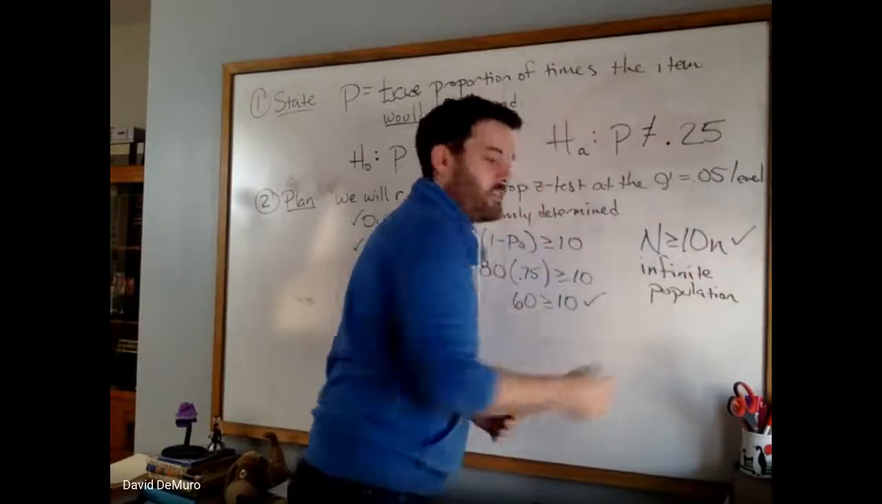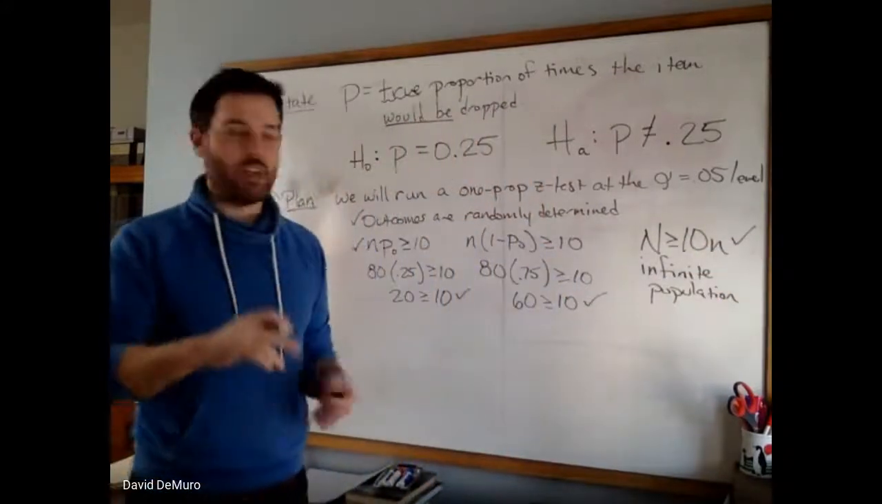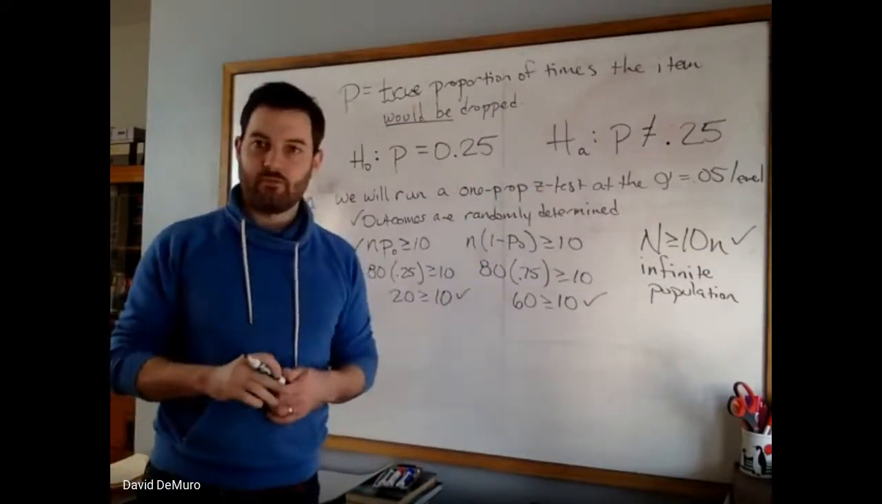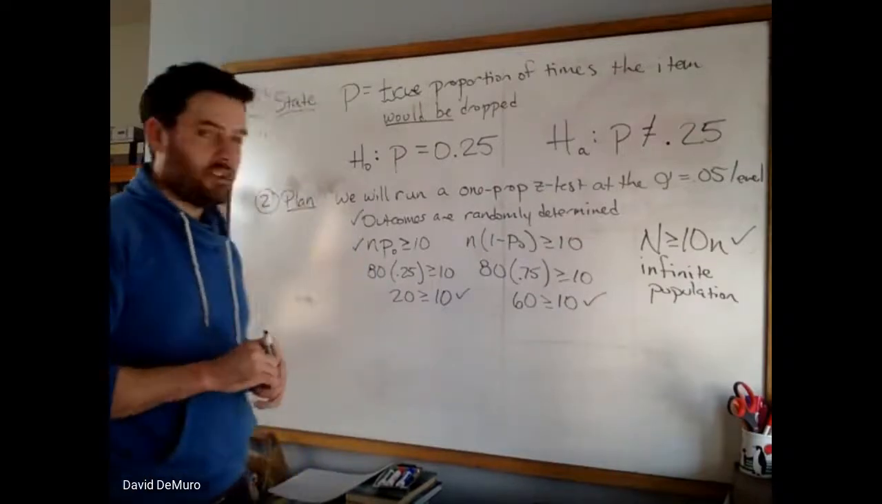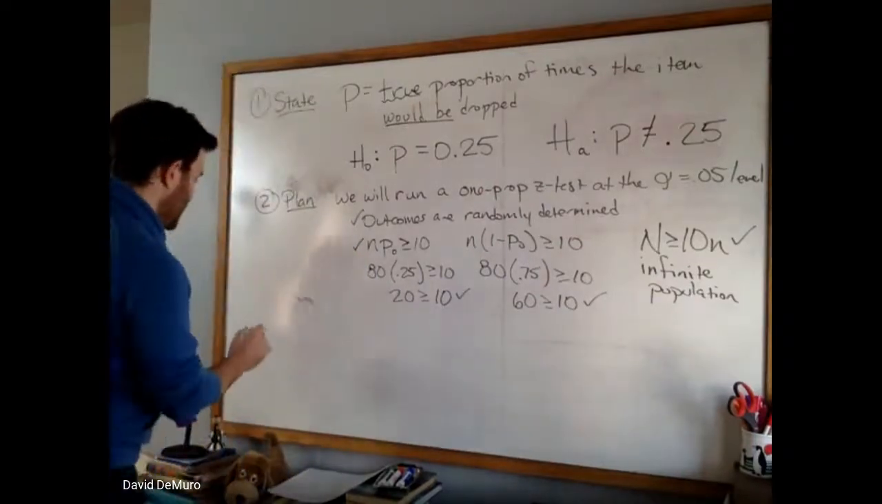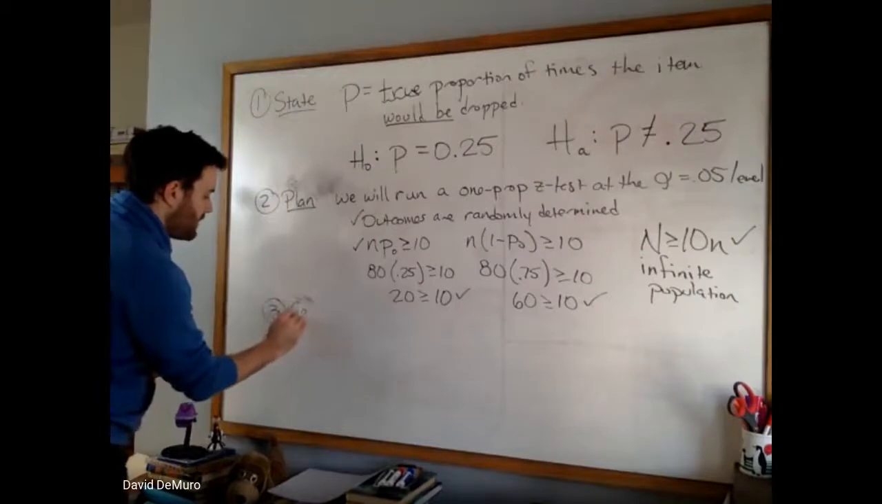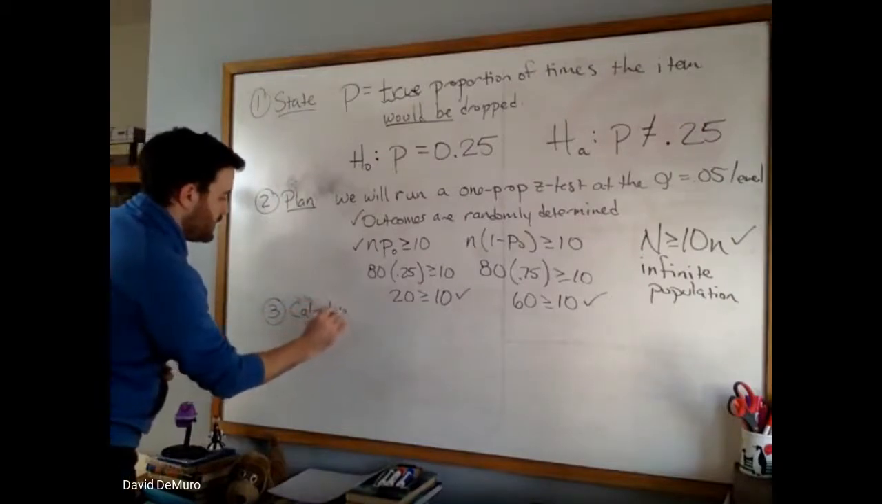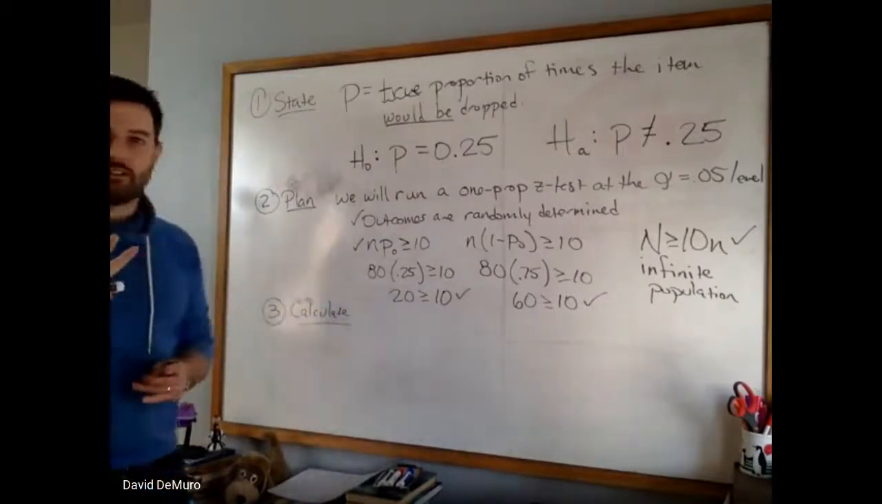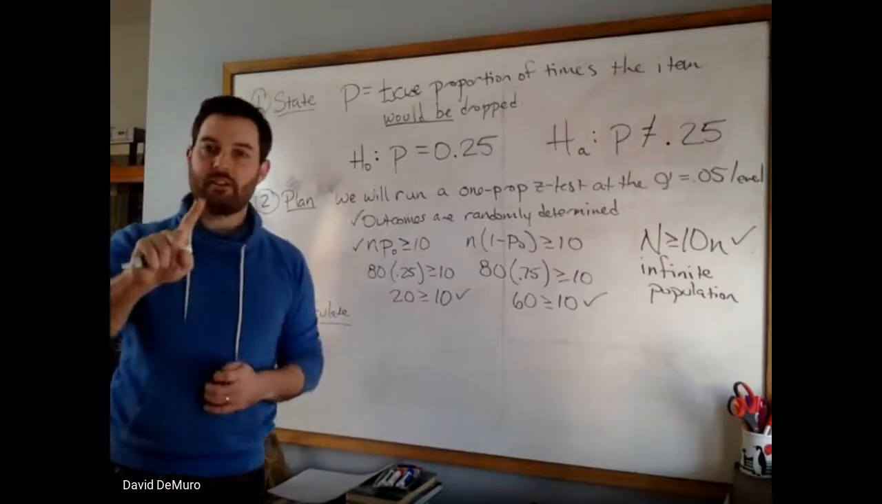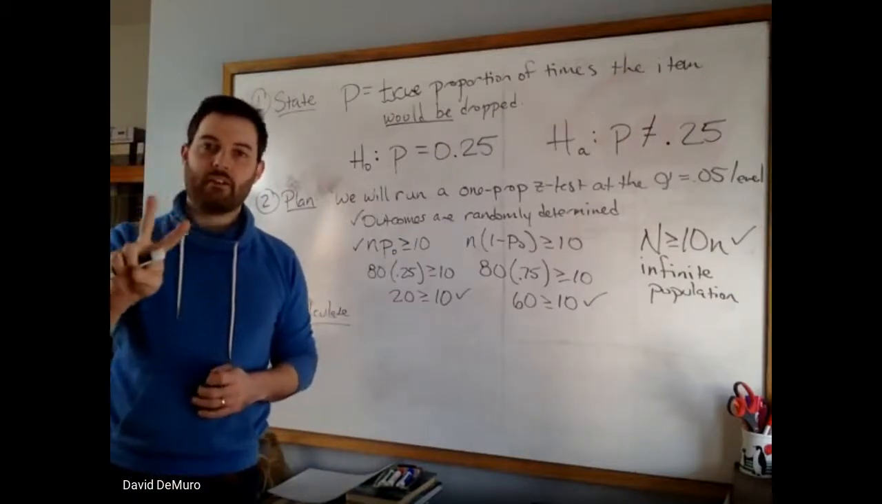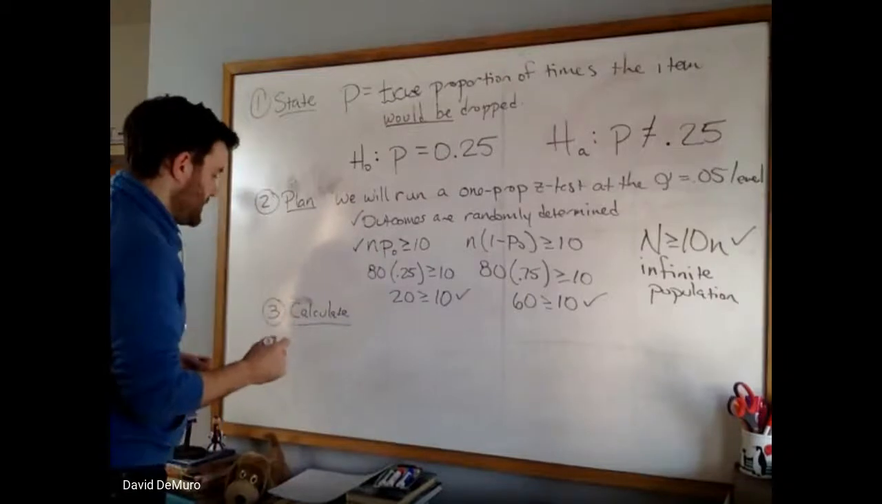But there wouldn't be anything wrong about throwing that in there, as long as you explain that we have an infinite population in this case. In step 3 is where you calculate. There are two things that you have to calculate in this step. You have to calculate your test statistic or z-score, and you have to calculate your p-value from that test statistic.